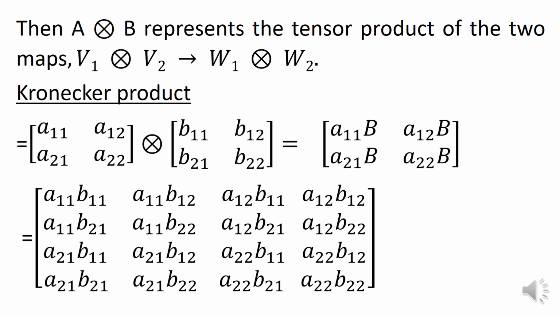In this way, the Kronecker product can be done. You can see easily that this is different from matrix multiplication, because you can see that B is attached to each coefficient, A11, A12, A21, A22. So in this way, B is attached to each coefficient. That is different from matrix multiplication.